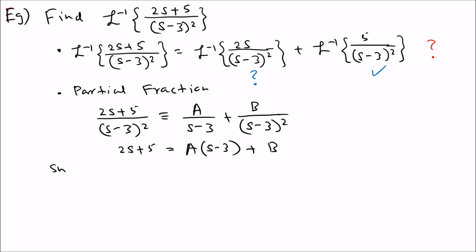So if you substitute s equal 3, this side is going to be 11, this side is going to be 0 plus b, so this says that b equal 11.